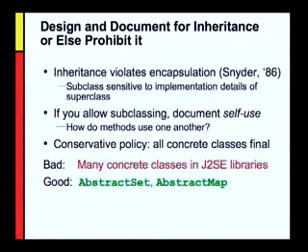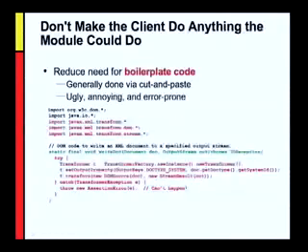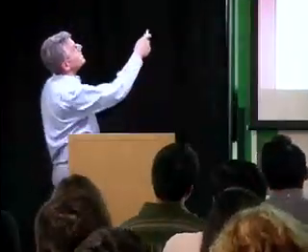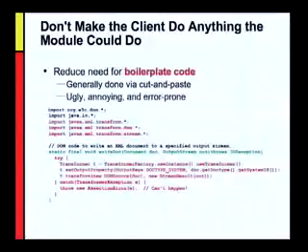Okay, on to methods. If you remember only 2 things from the talk today, this is the second thing. By the way, what was the first thing I told you to remember? Excellent. When in doubt, leave it out. The second one is: don't make the client do anything the module could do. Those 2 things are like the fundamental rules of API design.